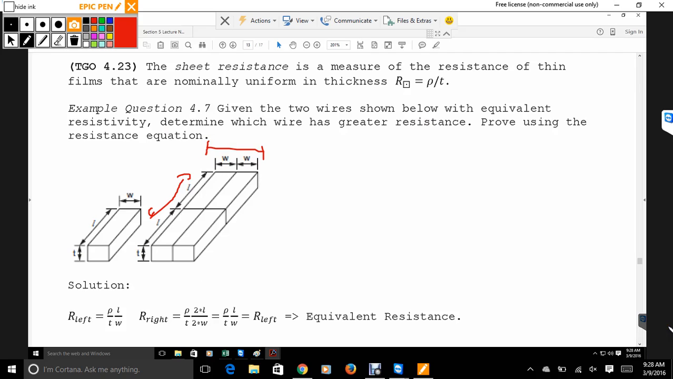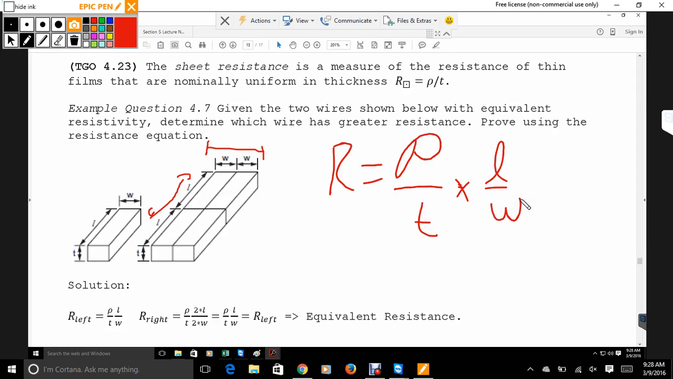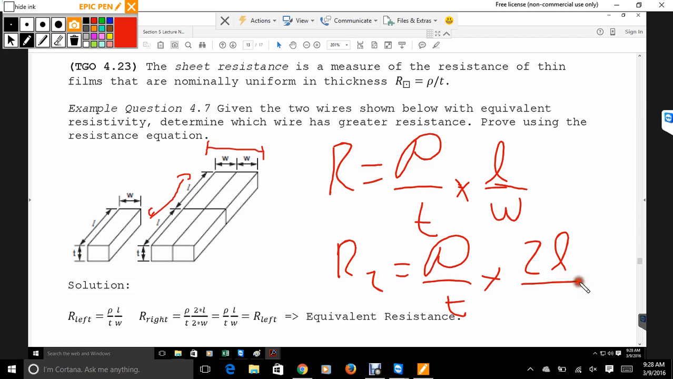So we had our equation. They have the same resistivity, right? They have the same thickness, length, and width. And so R2 is going to have 2L and 2W, and those two are going to cancel out, right? So it turns out these have the same resistance.